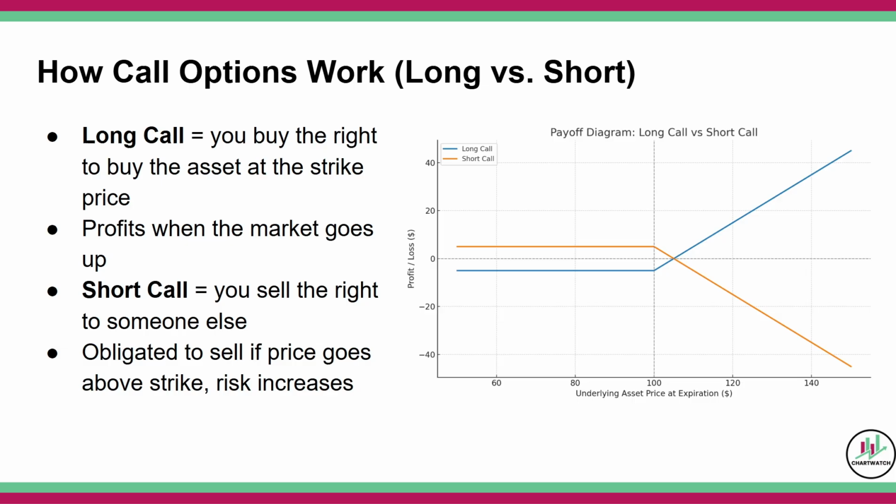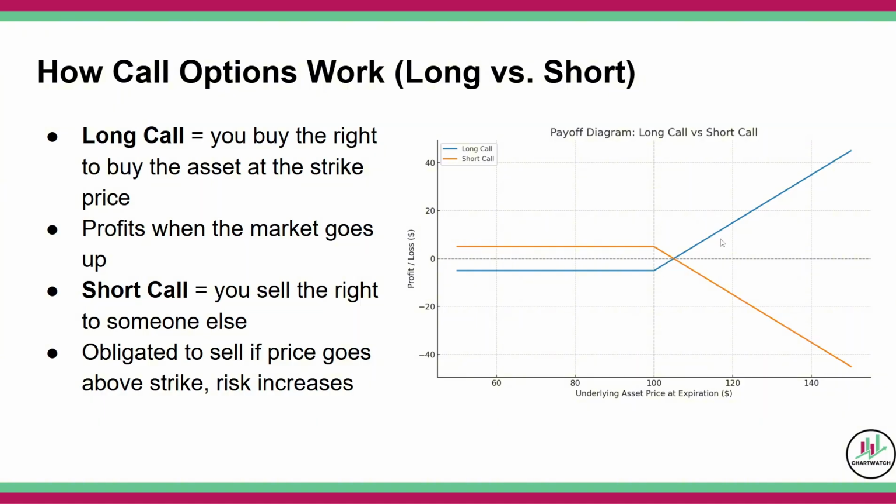However, if the buyer is correct and the stock price rises above $100, the buyer will exercise their option and you will be forced to sell the stock at $100, even though it's now worth more. This is where your loss begins. At $105, you break even, and at $110, you've lost $5. As the price keeps going up, your losses keep growing with no limit. That's the risk of being a short call without protection. The orange line drops lower and lower as the price rises.